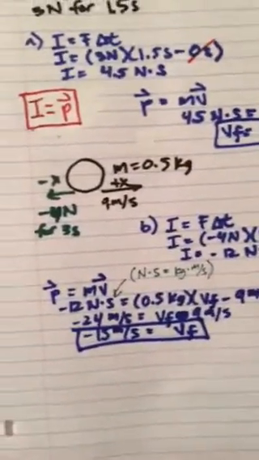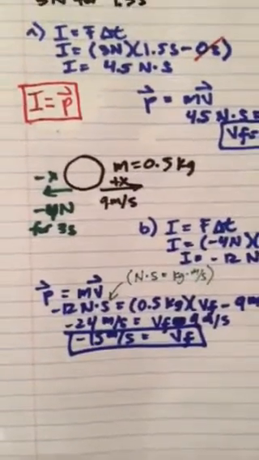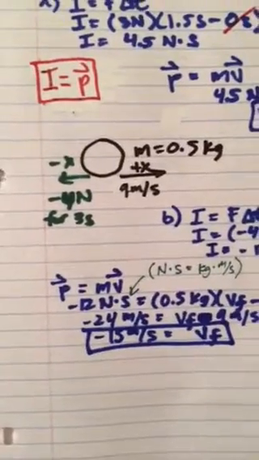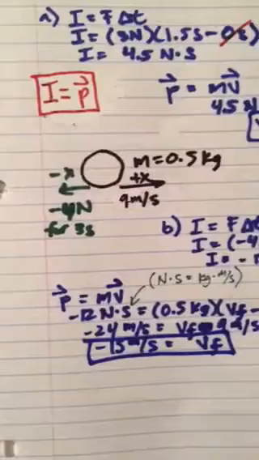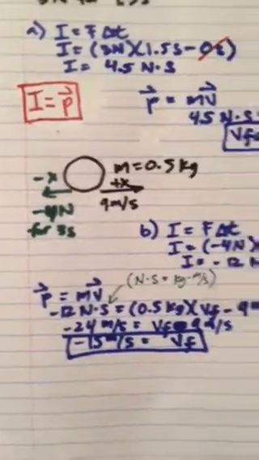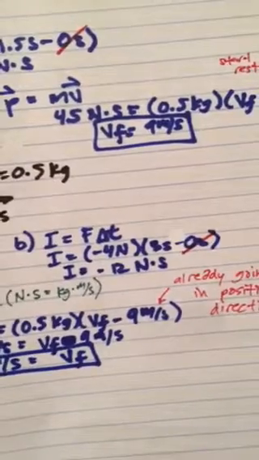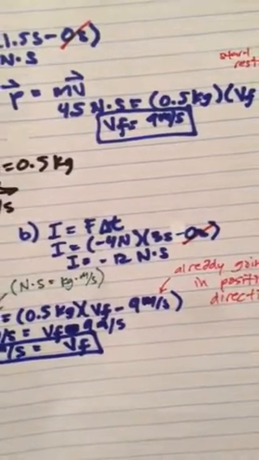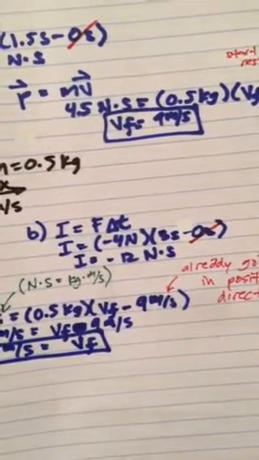Then for part B, I redrew the diagram. And the difference here is that it starts at 9 meters per second already, so the initial velocity will not be 0. And I plugged in the same formula. Impulse equals force times the change in time. Again, the initial time is simply 0, so you may disregard that.